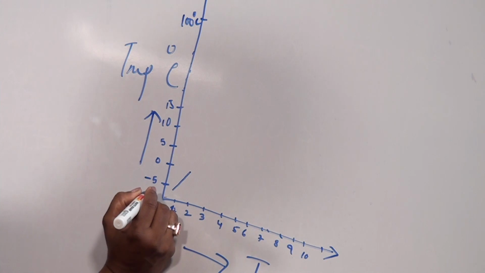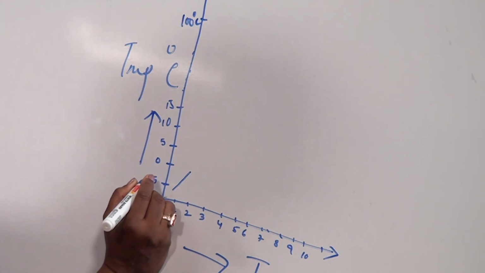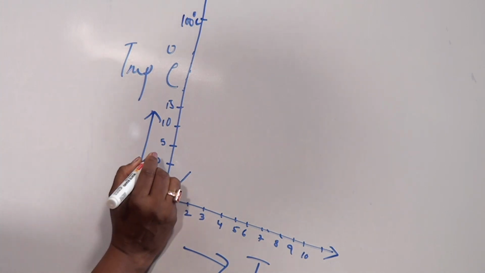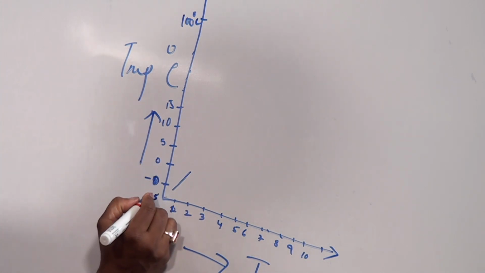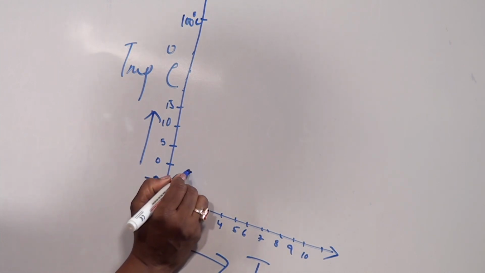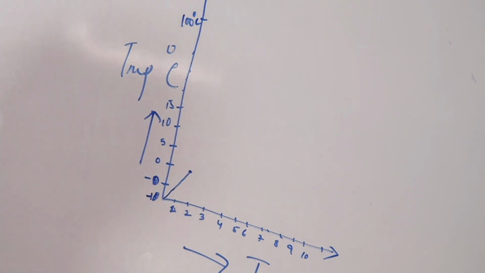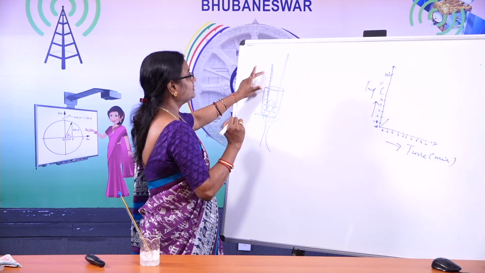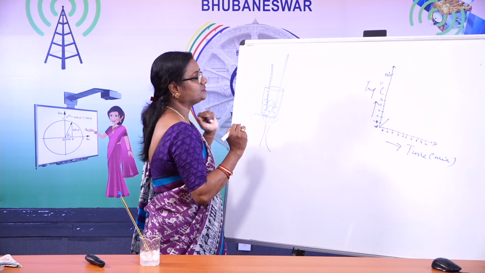Suppose this is minus 5. This is 0. Let me take minus 10. Ice at minus 10 degrees centigrade will rise up to 0 degree centigrade. Okay, and you can see the difference here also in the thermometer.